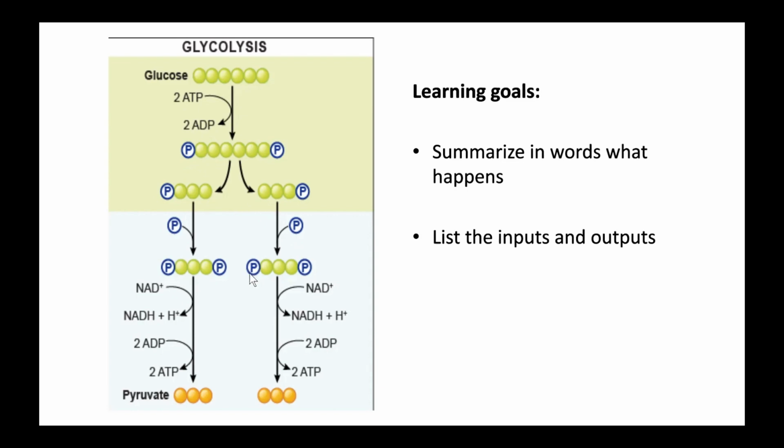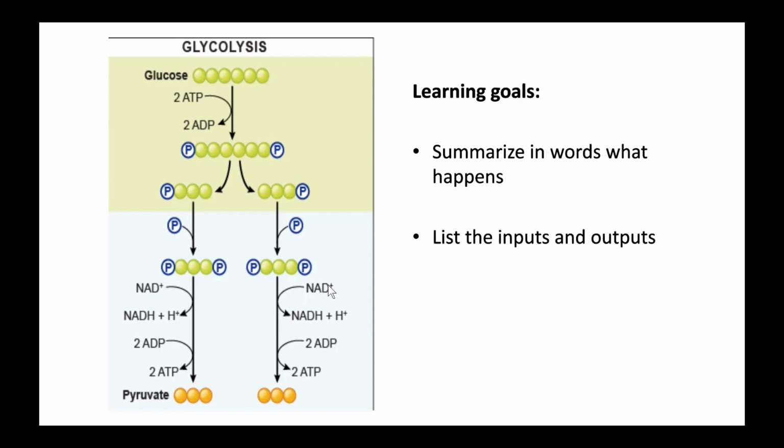Another phosphate's added to the ends to keep them stable. And then we remove both phosphates, and as we remove both phosphates, we can add them back to 2 ADP, creating 2 more ATP, and we also can harvest some electrons. NAD is like an empty taxi. It's ready to pick up electrons and take them somewhere else.